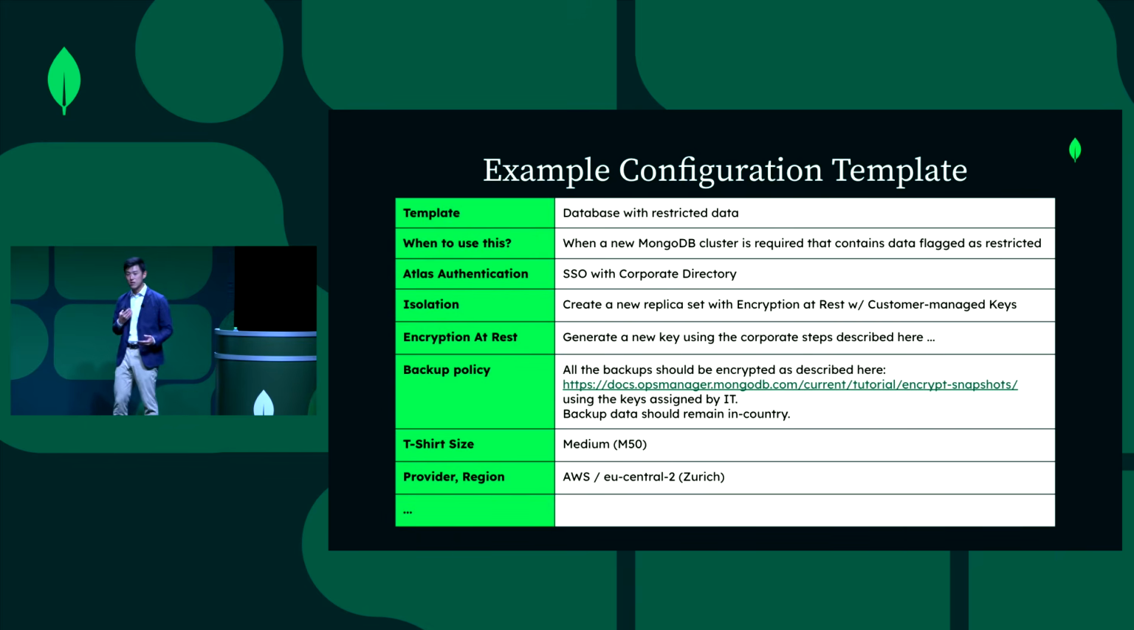But we also might say there are a couple elements of configuration that this development team can and should be able to configure. They should be able to configure a t-shirt instance size for the cluster tier, and we'd map that to an Atlas M50. And they might also be able to select AWS as the provider and say that the region that the cluster should be in is Zurich, and they might be able to choose from a very small number of permitted options for this template.